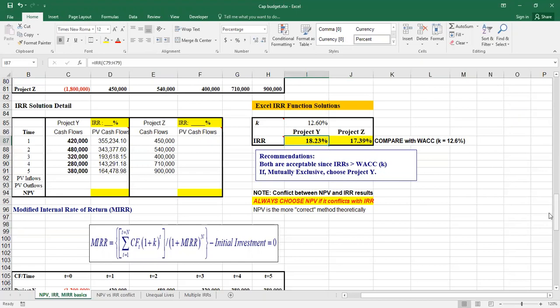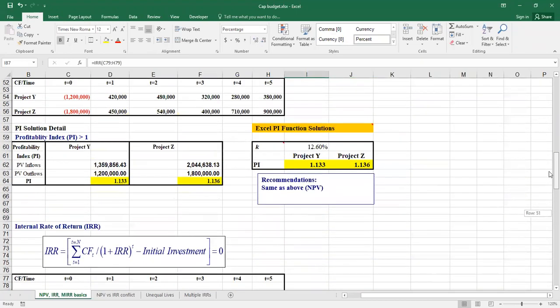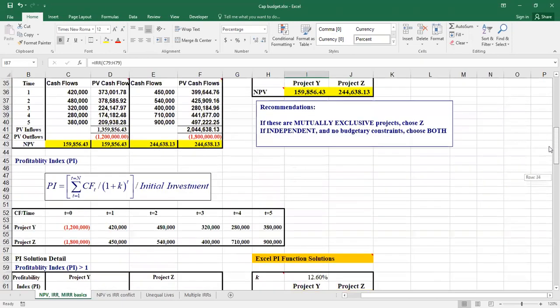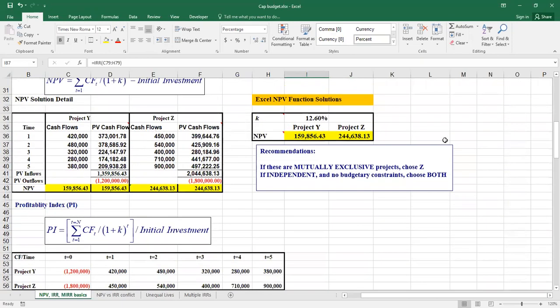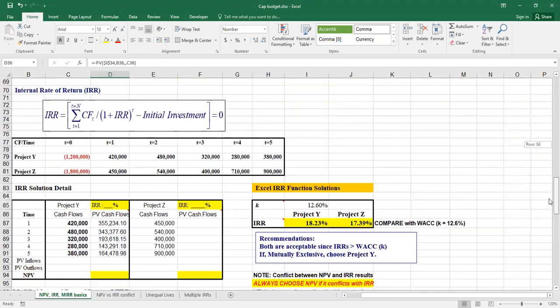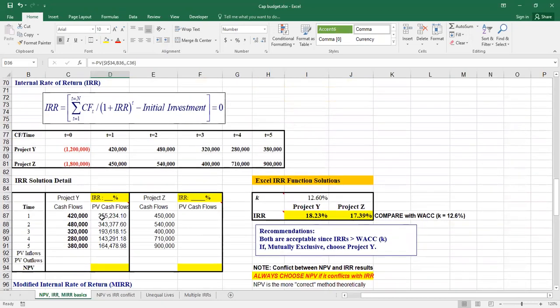Dito, ano ginamit natin dito? Yung 12.6. Present value dito. Yeah, we use the 12.6. So, yun ang difference sa pag-compute dito ng net present value. So yung unang year natin dito, sorry, mas maliit pala, 355, no? Yung present value. Kasi mas mataas yung required return.